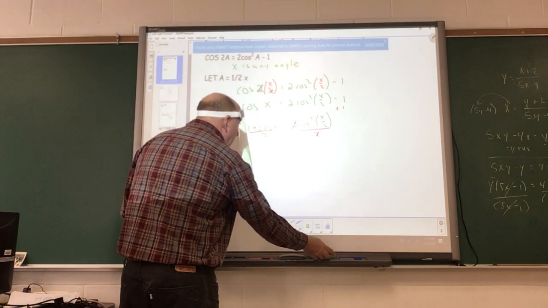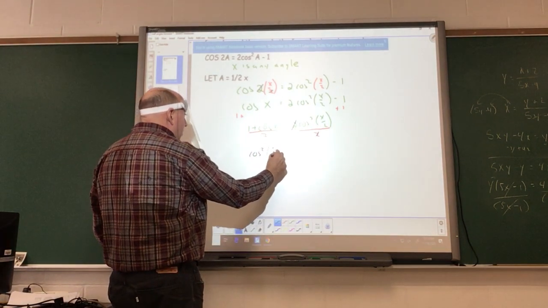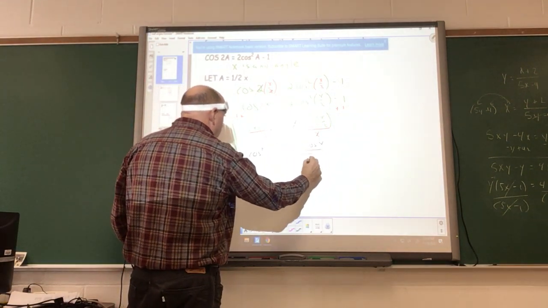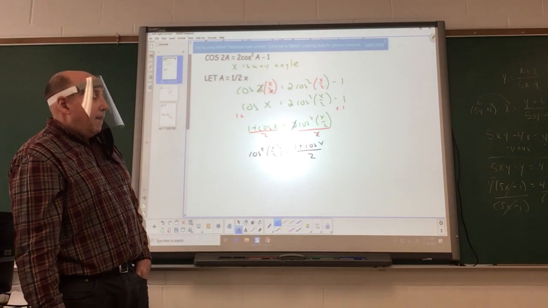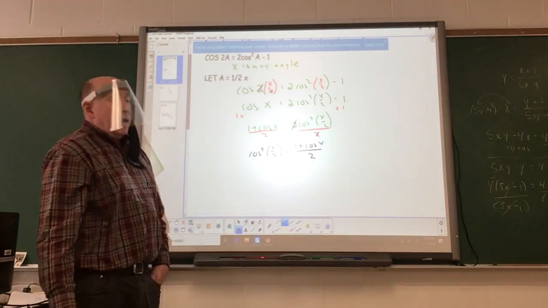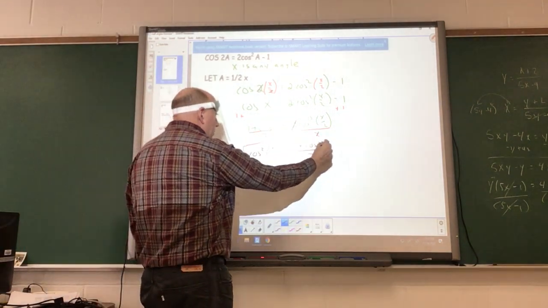So I'm just going to rewrite this as cosine squared of x over 2 is equal to 1 plus cosine of x divided by 2. And then our last step is to get rid of a square. We take the square root.